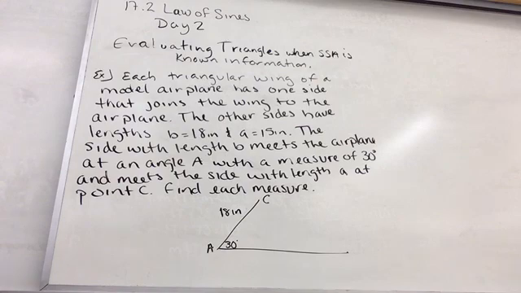So we're going to work with that, and there's a few things we'll talk about on how to determine some stuff. But basically, we want to first figure out a few things and then determine how many possible triangles there could be, to be able to determine how many different ways we can go about it. So in this case, we have each triangular wing of a model airplane has one side that joins the wing to the airplane. The other sides have lengths B equals 18 inches and A equals 15 inches. The side length B meets the airplane at an angle A.